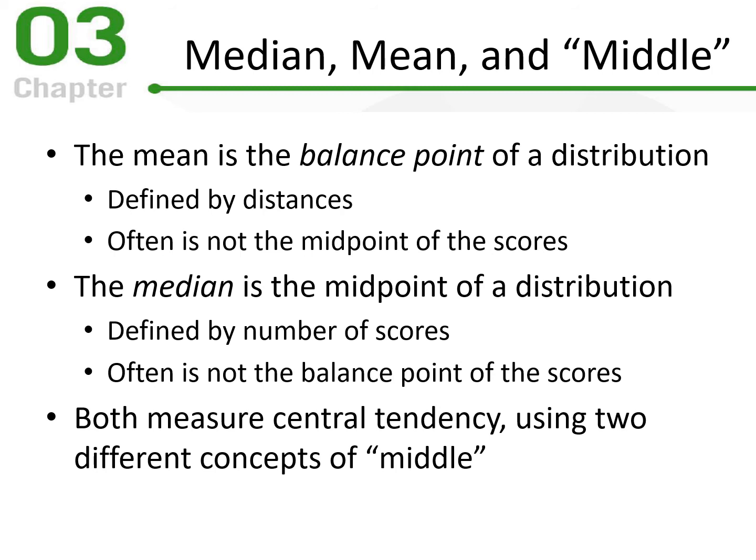So the mean is the balance point, the fulcrum, where the fulcrum goes. It's defined by the distance. Remember that the sum of the distances to the mean always has to equal 0. These are called deviation scores. We're going to learn about them soon, next chapter.